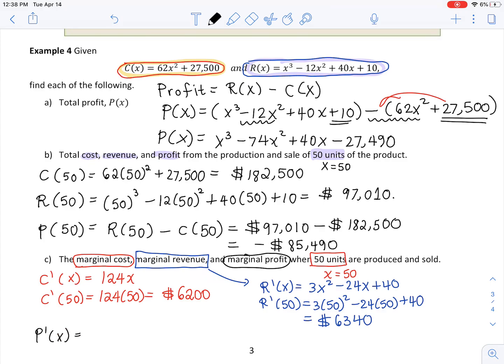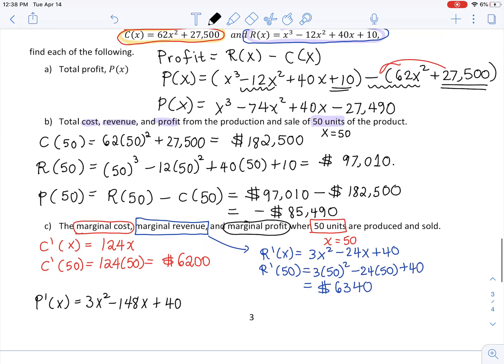Marginal profit. So find P prime of x. We can just subtract, but let's find the derivative of our profit function that we wrote on part A. That's going to be 3x squared minus 148x plus 40. Then this minus number just goes to 0. Now plug in x equals what number? 50. P prime of 50 is going to be 3 times 50 squared minus 148 times 50 plus 40.